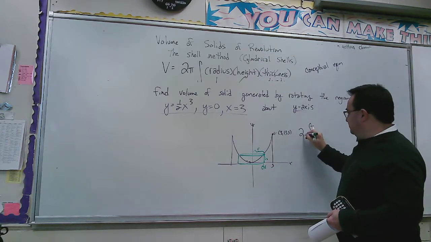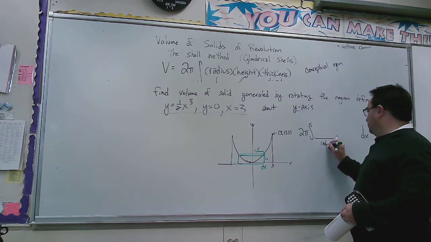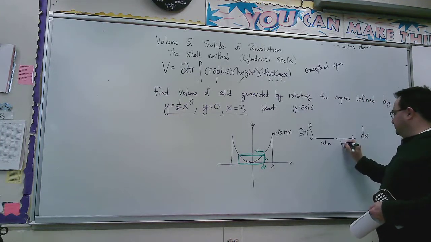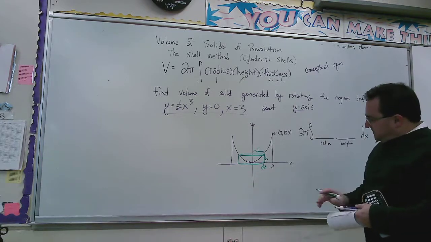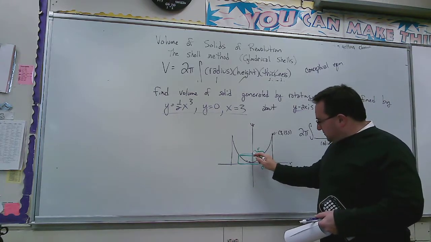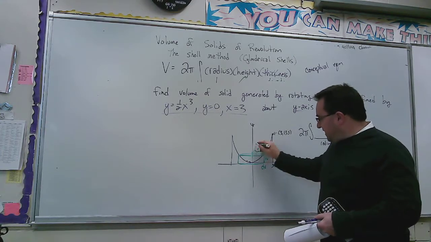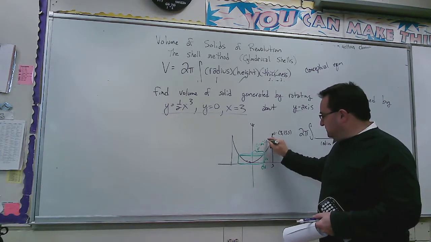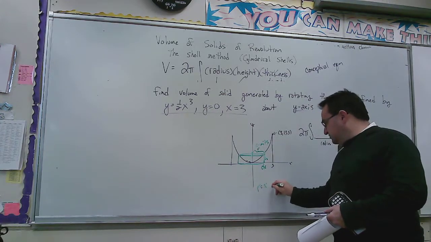So this is going to be 2 pi times the radius times the height times the thickness. All right, so what is the radius of the shell? Well, it goes from here out to here. That is x units. Right? See, r is x units.